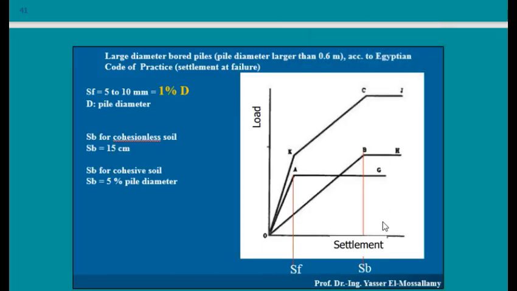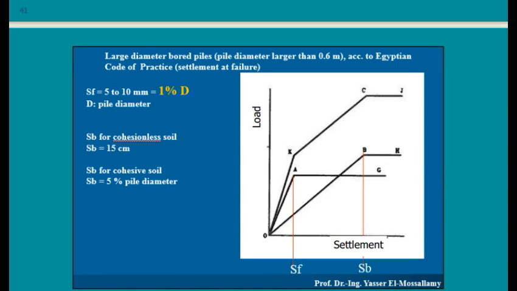This is the Egyptian code. The Egyptian code tells you that this is how you can solve a problem like this. As we said, to draw the curve for the friction and the curve for the end bearing, I need 2 points. Only 2 points, 1 point for each chart.